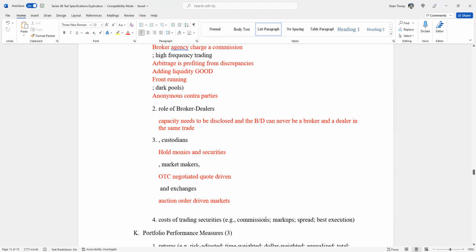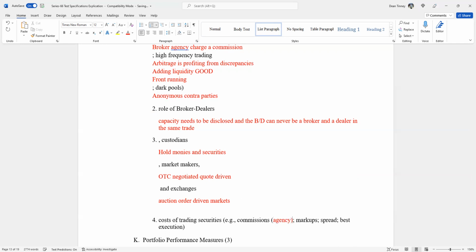We talked about commissions. Commissions are associated with agency trades. And we said markups are associated with dealer, market maker transactions. The spread, we said, is the difference between the bid and the offer.